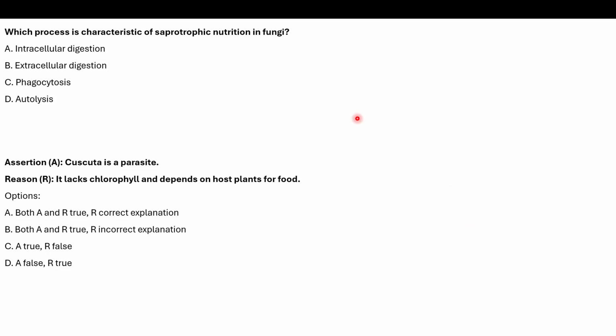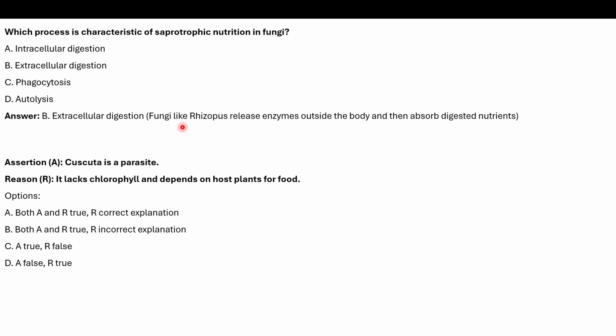Now let us look at some of the questions here. Which process is characteristic of a saprotrophic nutrition in fungi? Intracellular digestion, extracellular digestion, phagocytosis, or autolysis. So in saprotrophs, what happens is the food is outside their bodies, and they secrete some substances on the food, digestive enzymes and stuff. Then they take in that digested matter inside. So it's basically option B, extracellular digestion. So fungi release enzymes outside the body and then absorb the digested nutrients.